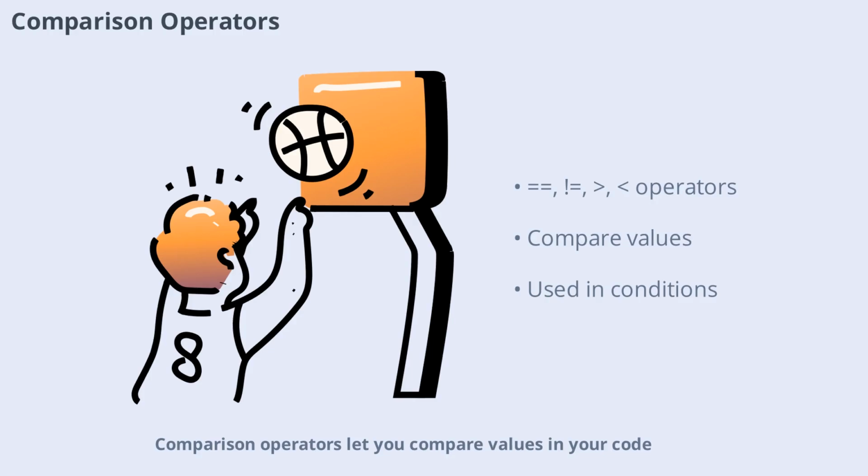Comparison operators let you compare values in your code. The most common are equal to, not equal to, greater than, less than, and their combinations. These operators are used in conditions to help your program make decisions, such as checking if a score is high enough to win a game.